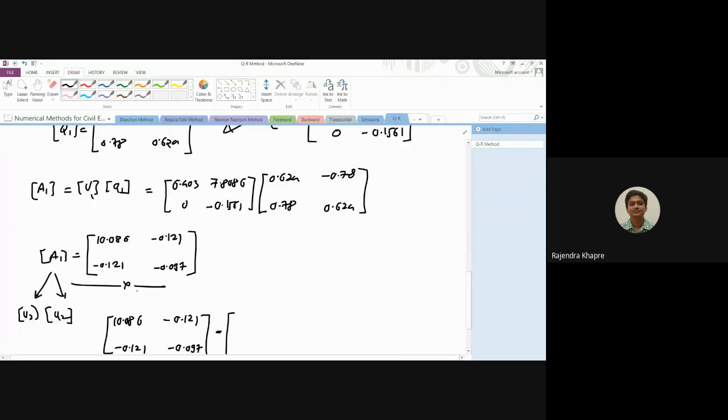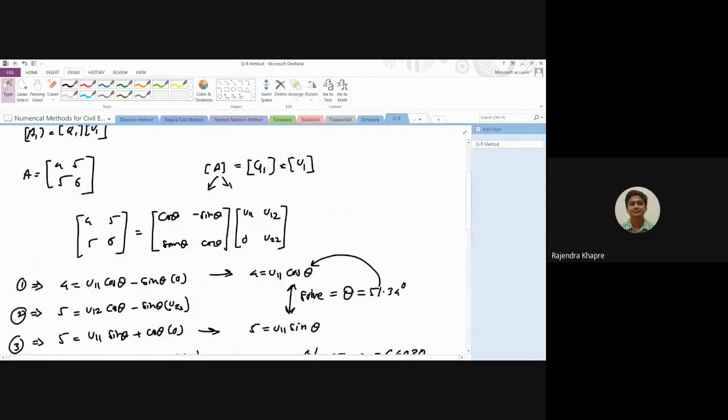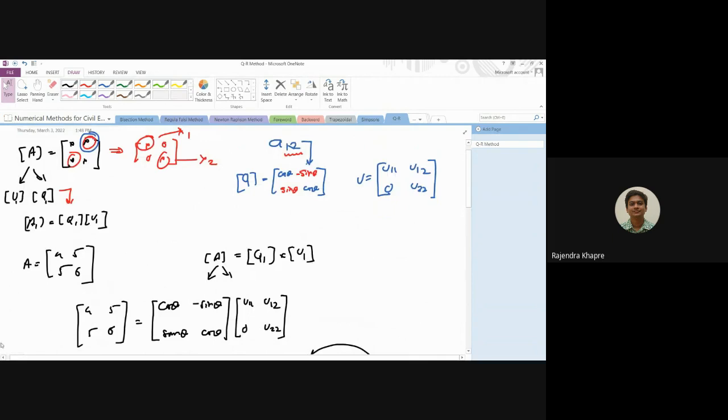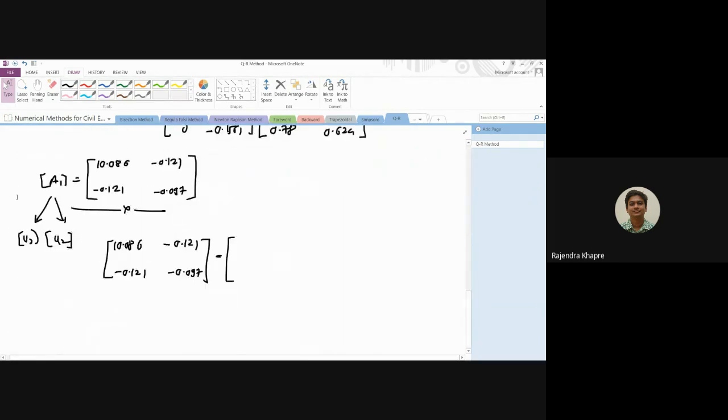Okay, so here also, if you remember, the matrix is broken into U and Q. The same matrices will be there. So this will be u11, u12, 0, u22, and in the Q matrix, the same Q matrix will be there: cos of theta, minus sine of theta, sine of theta, and cos of theta. Okay, so generate 4 different expressions and get me the values of theta, u11, u12, and u22.